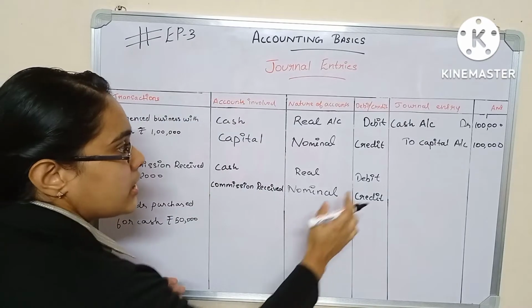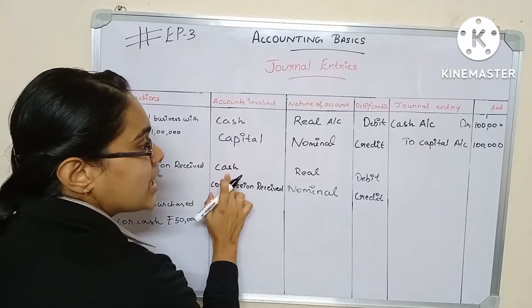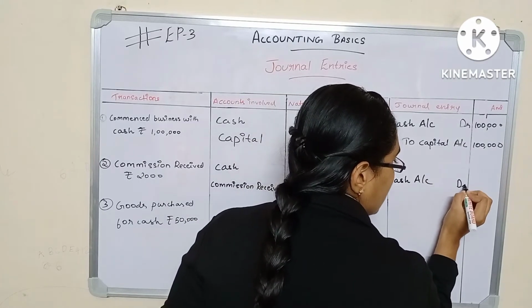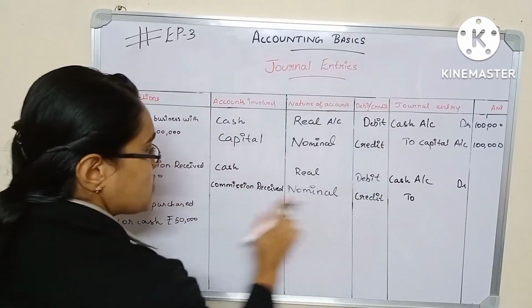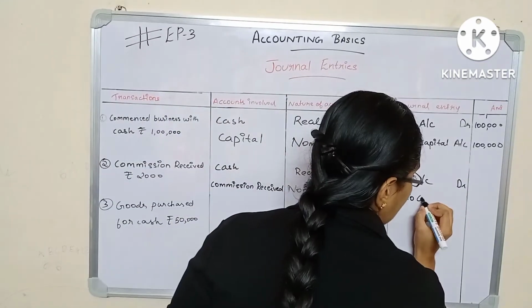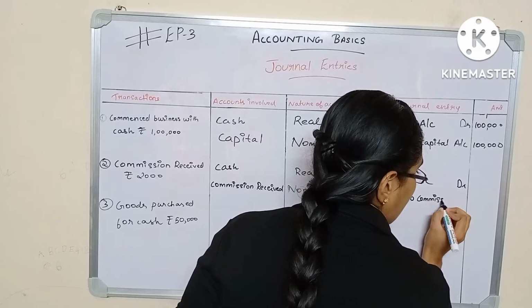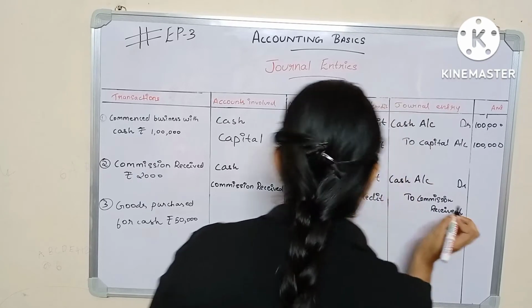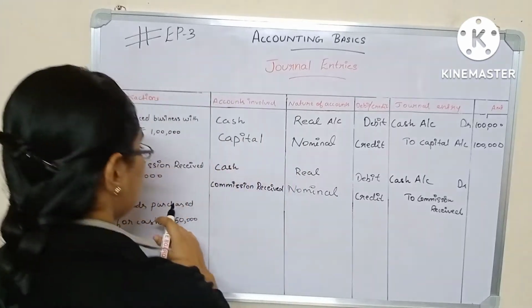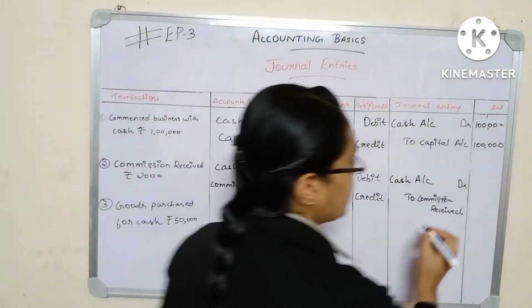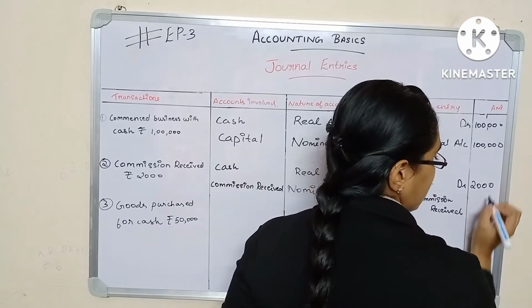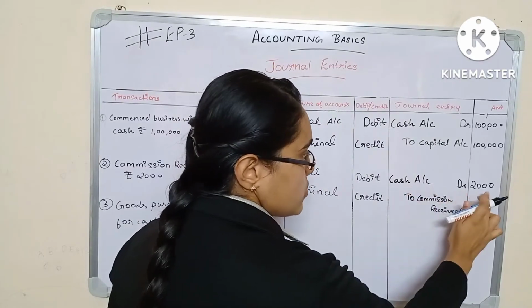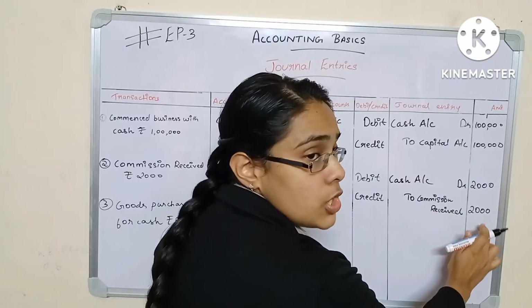Now you are going to write the journal entry. First, you should write the debit aspect. Which is the debit aspect? Cash. So how will you write? Cash account Dr. to, which is the credited aspect here, commission received. Now what is the amount here? Amount is 2000. So you will write 2000 here and 2000 here. Cash account is debited with 2000 and commission received account is credited with 2000 rupees.